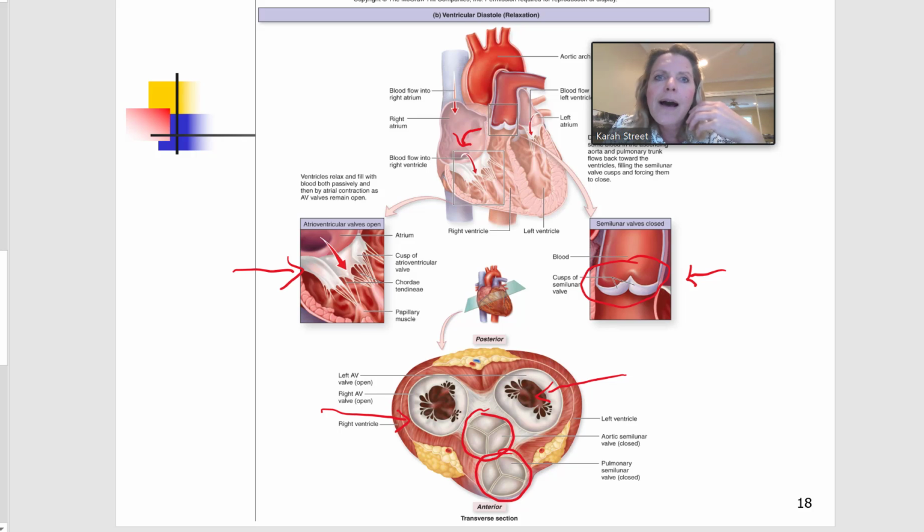And when the IV septum relaxes, and now all 4 chambers are relaxed, we are back in diastasis. We are in that moment of time where we're seeing the TP segment again. Any questions?